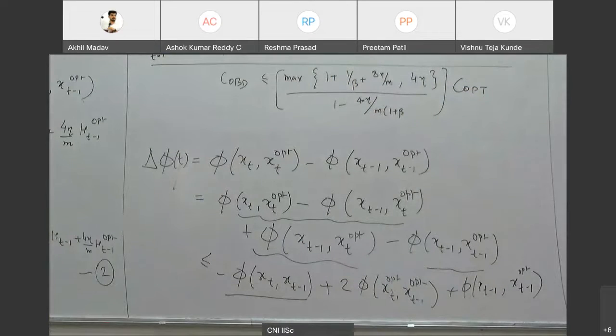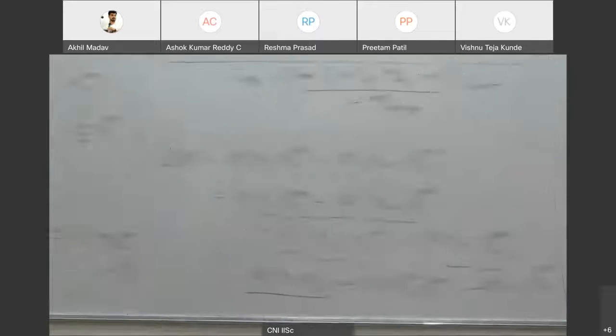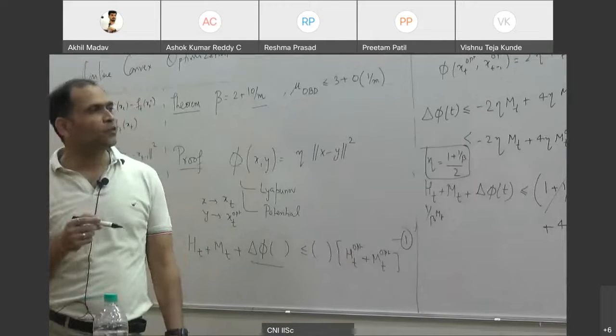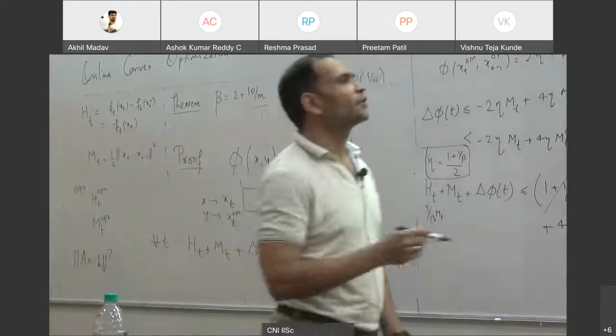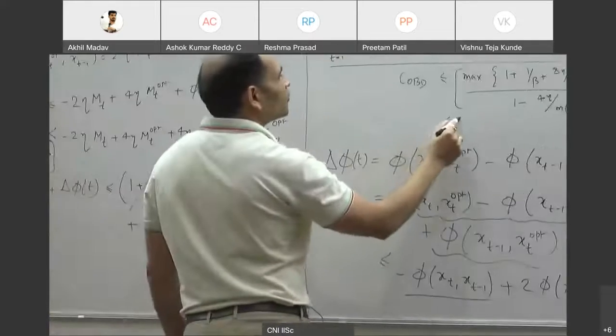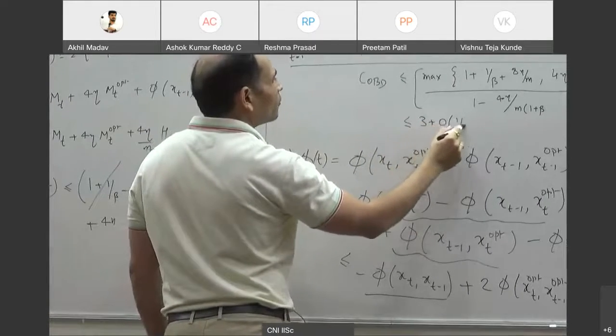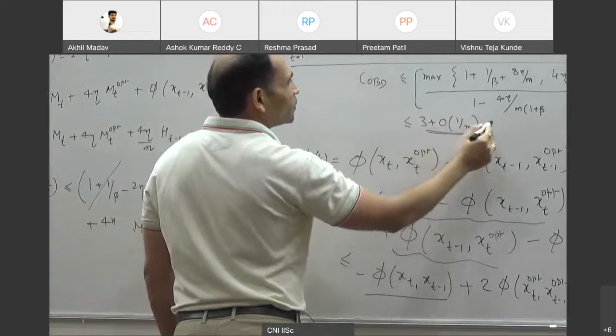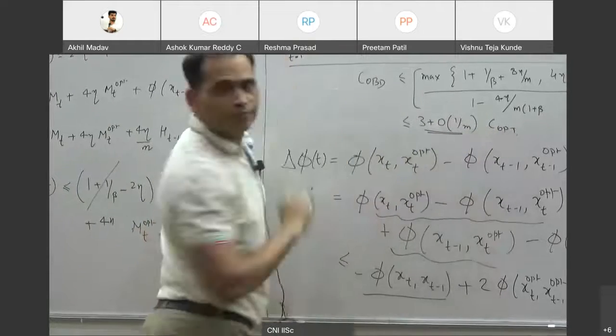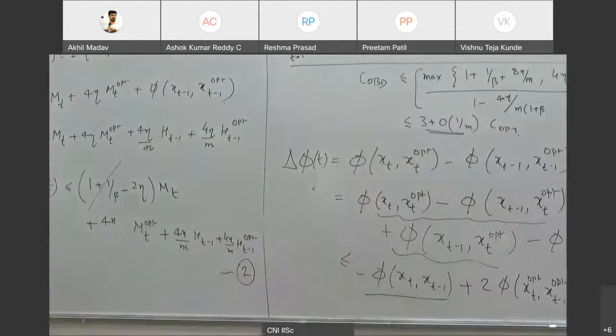Now you are allowed to choose. Eta, remember, requires eta to be greater than something. Eta is at least as much as this. Knowing eta, I can choose a beta. A particular choice I can make gives at most 3. So the cost of the algorithm is at most 3 plus 1 by n.